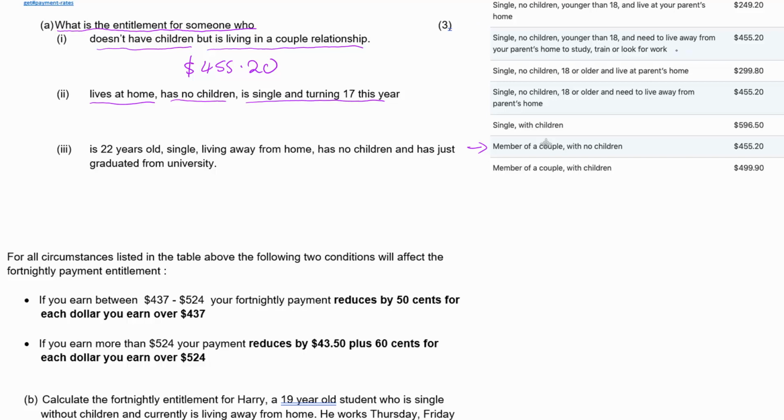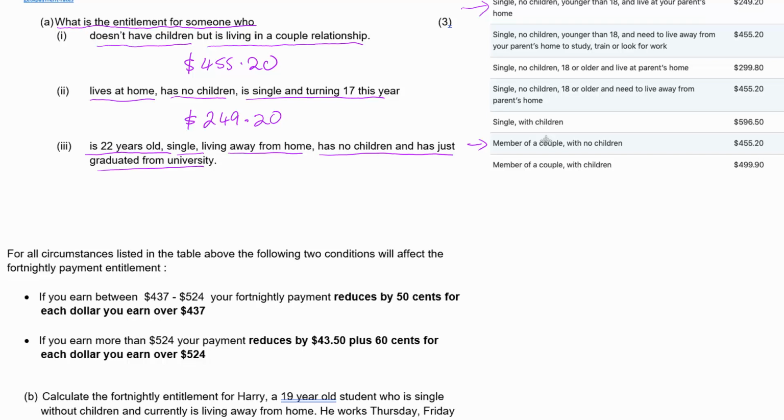Lives at home, has no children, is single, and turning 17 this year. So single, no children, younger than 18, and living at the parents' home. So that looks like $249.20.